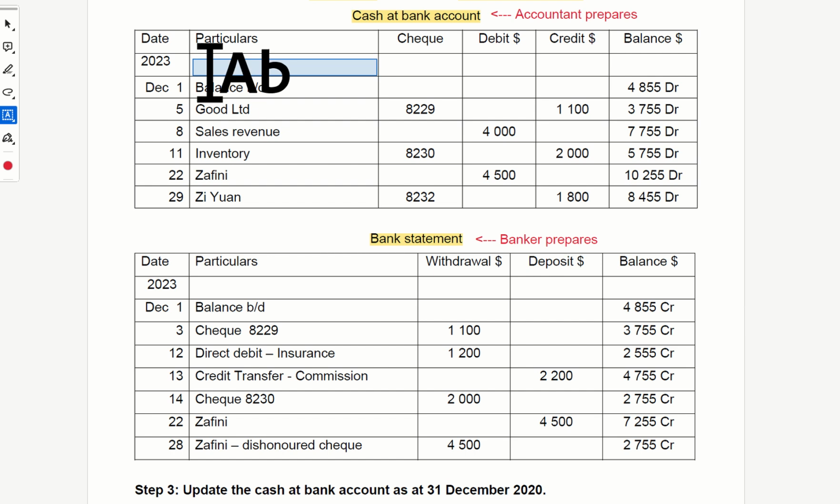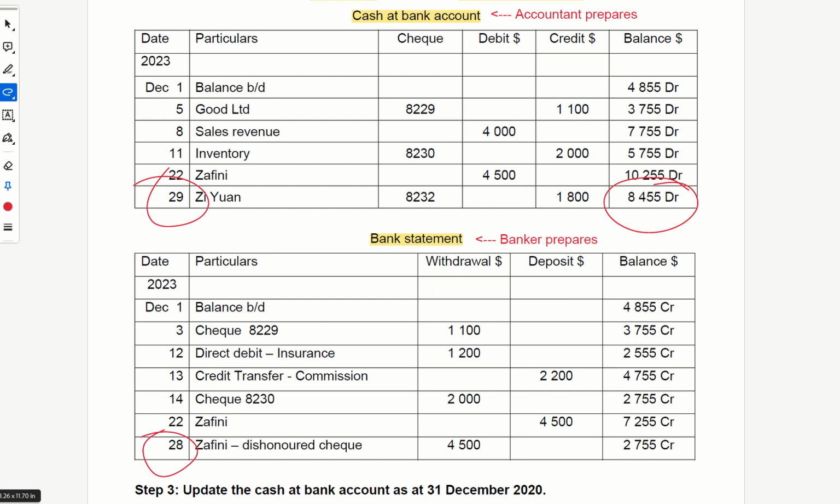All right, and therefore it is unsurprising that at the end of the month, there are some differences. So how do I know what is the end of the month balance for the cash at bank? I look at the end of the month and I realize that according to my cash at bank account, I have $8,455. But the bank statement tells me something different. At the end of the month, my bank statement tells me I only have $2,755. Now, not only that, you also realize there's something different.